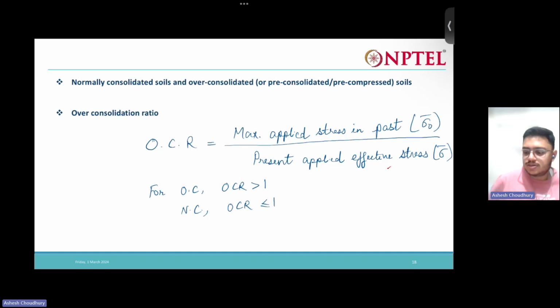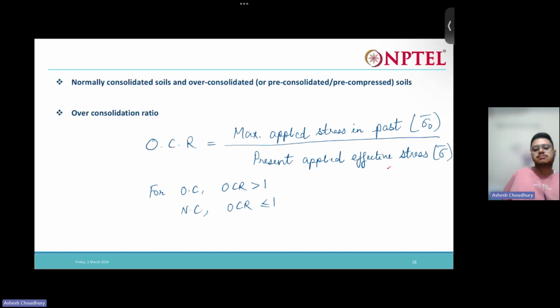Okay, so if I say 100 kg, you have a virgin soil mass on your table. You put a 5 kg weight, 10 kg weight, and you go up to 100 kg weight. At that point, 100 kg is the maximum amount of load that soil has encountered in its lifetime, right? So now what is the OCR? Maximum applied stress in the past is 100. Present applied effective stress is also 100, isn't it? So OCR is 1. That means the soil is normally consolidated.